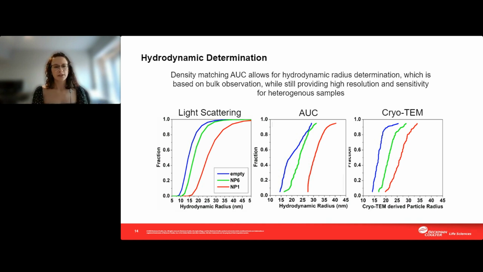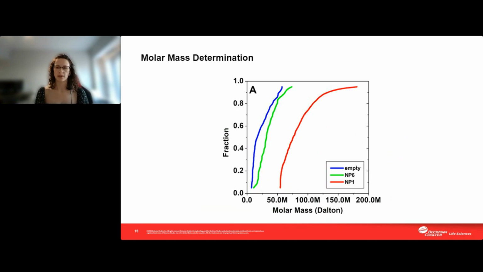And this allowed us to determine that AUC could calculate correct hydrodynamic radiuses and still provide high resolution and sensitivity for these heterogeneous samples. Once we were able to calculate the hydrodynamic radius, we could then calculate the molar mass of the samples.